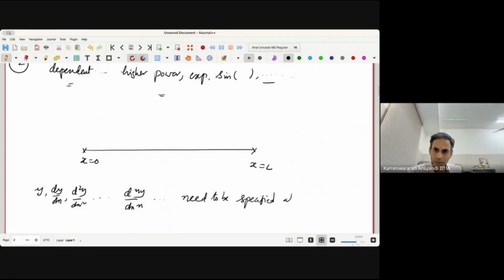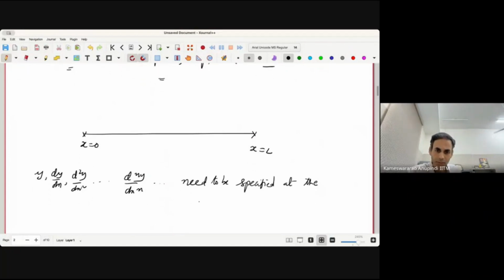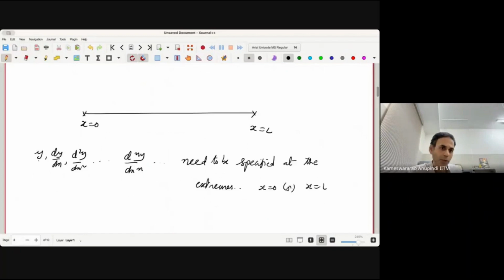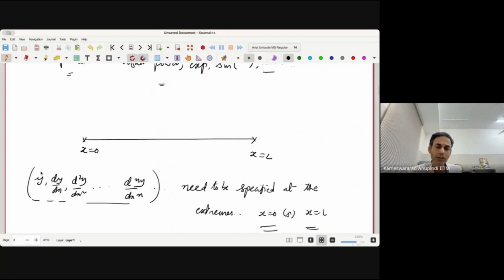These values need to be specified at the extremes. That means they need to be specified either at x equal to 0 or at x equal to L. We could choose to specify, let us say, the first three values at x equal to 0 and all remaining values at x equal to L. So we need to specify these values at the extremes.